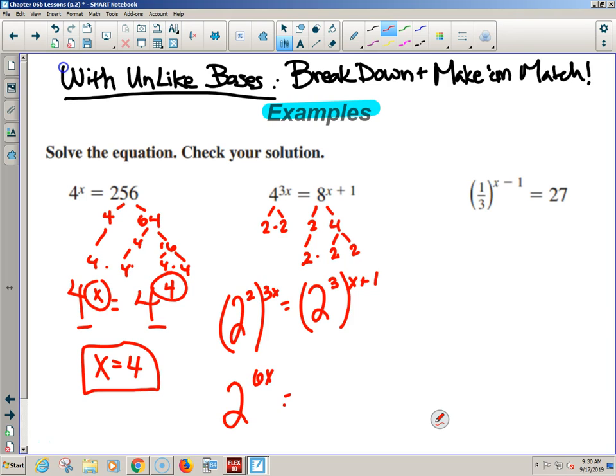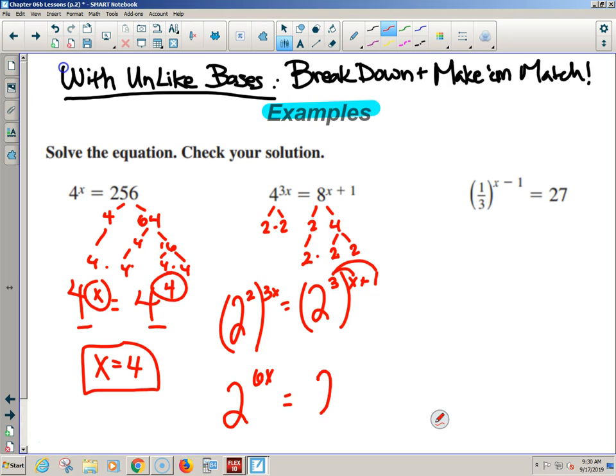Now, I'm a little worried right now. There's a really common mistake coming up. 3x plus 3. Because the parentheses need distribution. You see it? We haven't done a lot of distribution.